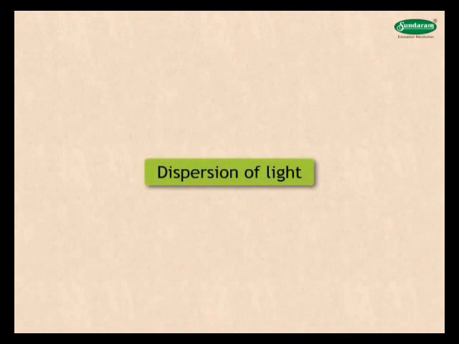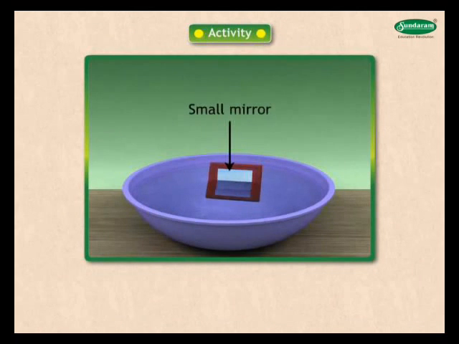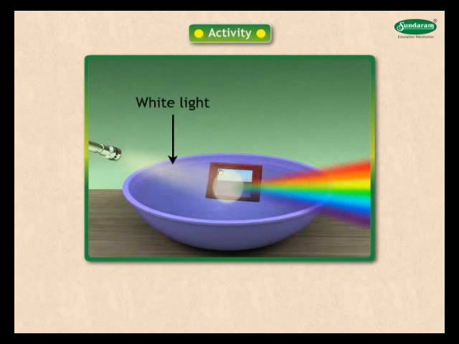Let us learn about dispersion of light. Look at this activity. Take a plastic tub. Fill it with water up to 2/3 of its capacity. Hold a small mirror in an inclined position in water. By using a torch, allow the white light to get incident on the mirror inside the water.